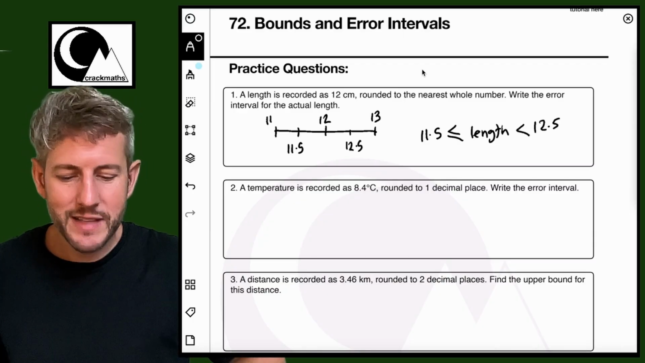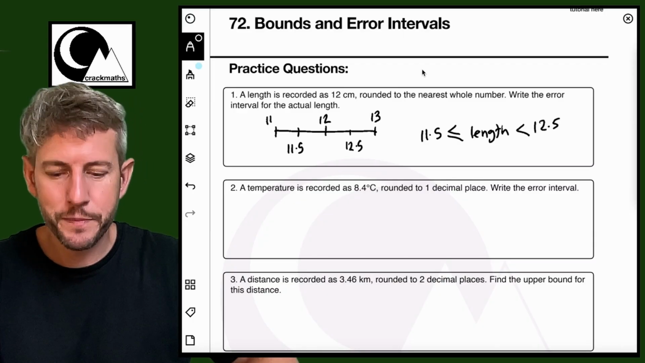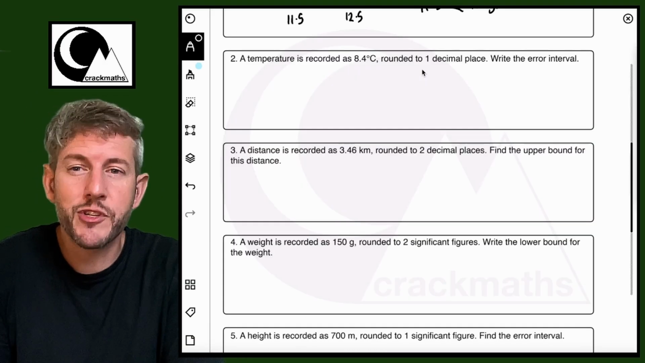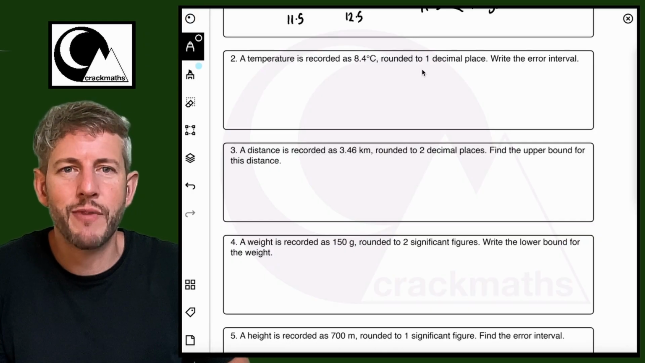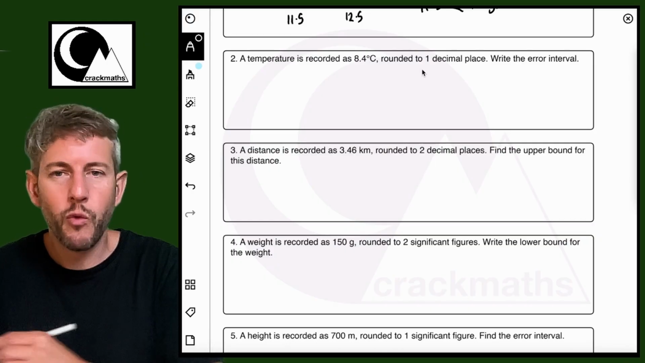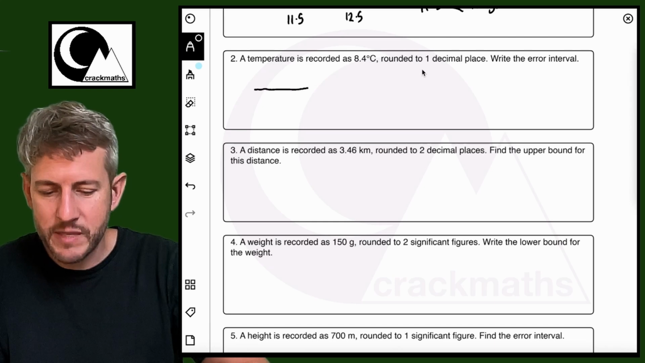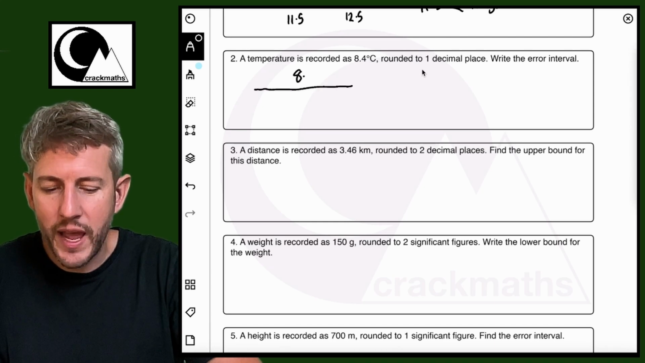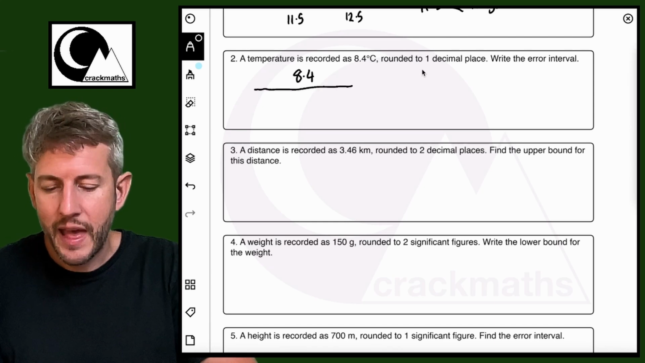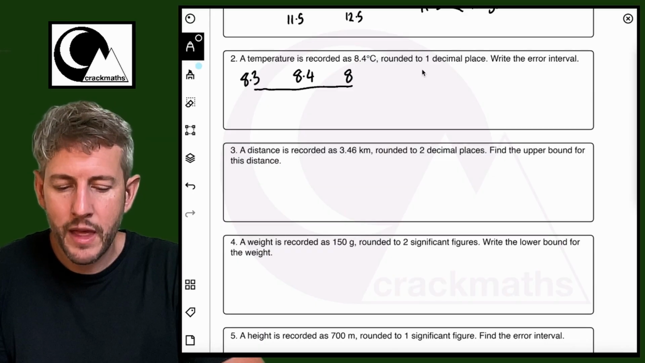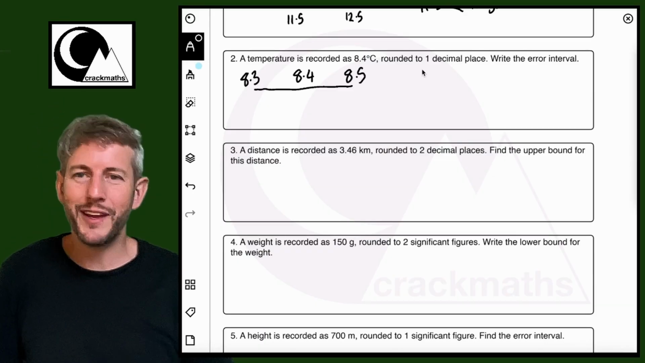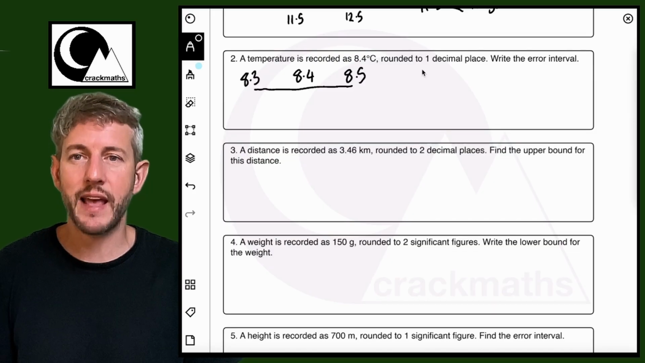Okay, right, let's have a look at question 2. So question 2 here says that a temperature is recorded as 8.4 degrees Celsius rounded to 1 decimal place. Write the error interval, so 1 decimal place this time. So if we've got 8.4 in the middle, 8.3 would be the 1 decimal place before that, and 8.5 would be the 1 decimal place after that.